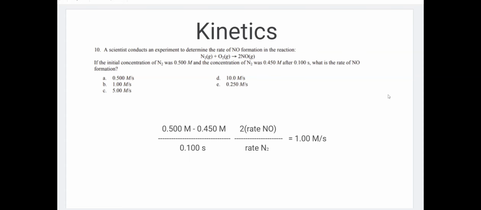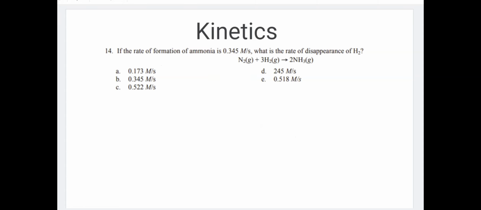All right, let's take a look at another problem. The rate of formation of ammonia is 0.345 molar per second. What's the rate of disappearance of H2? So same thing, we're just going to use the stoichiometric coefficients here. We're going to take the rate of formation of ammonia and multiply it by 3, which is the stoichiometric coefficient of hydrogen gas, over 2, the stoichiometric coefficient of ammonia. And that'll give us the rate of disappearance of hydrogen gas. And so we get about 0.518 molar per second. It's going to be this one.